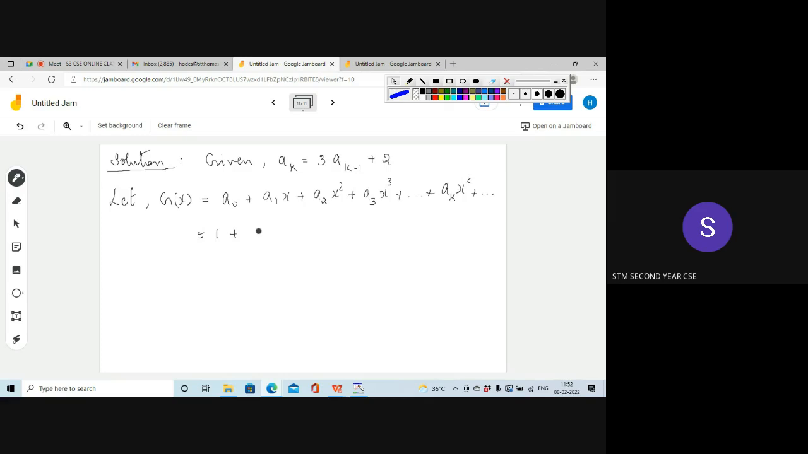1 plus a_1 x plus a_2 x squared plus a_3 x cubed plus etc., plus a_k x raised to k plus, it is an infinite polynomial. It goes like this. Okay, why did we do this? Because given a_0 is equal to 1, that is how we substituted this value here.